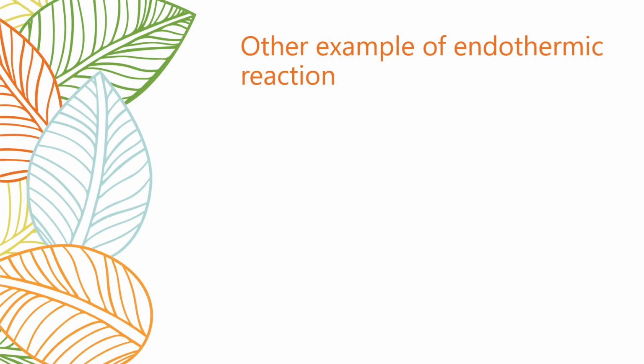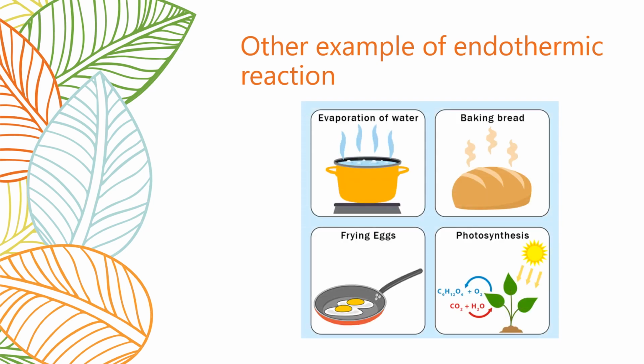Other examples of endothermic reaction: evaporation of water, baking of bread, frying egg, and photosynthesis. Photosynthesis is a process in which plants convert carbon dioxide and water into glucose, and it depends on the energy from the sunlight.